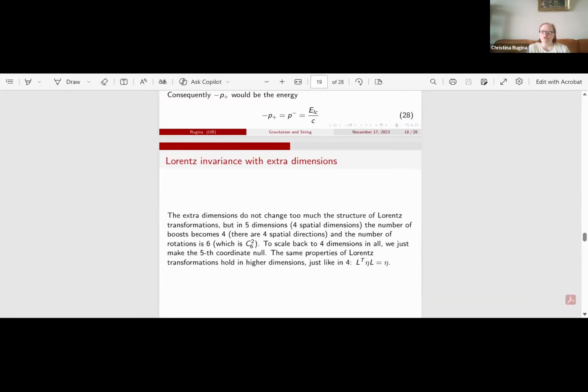Okay. The extra dimensions do not change too much the structure of Lorentz transformation, but in 5 dimensions, the number of boosts becomes 4 and the number of rotations 6. To scale back to 4 dimensions, we just make the fifth coordinate null. The same properties of Lorentz transformation hold in higher dimensions, just like in 4. So this relation holds in higher dimensions, like in our case with the 26 dimensions.